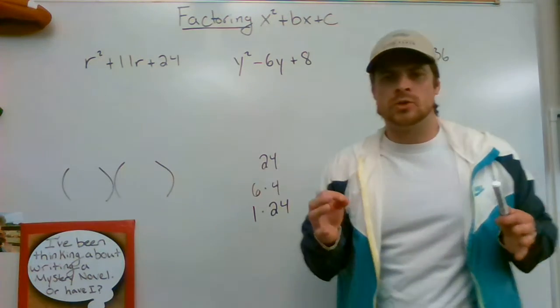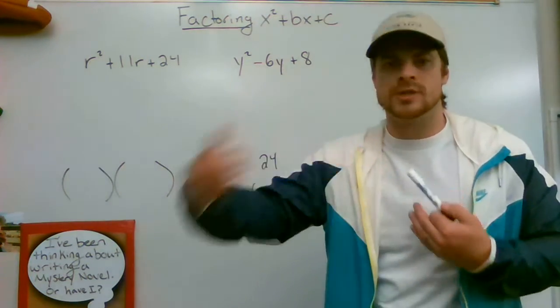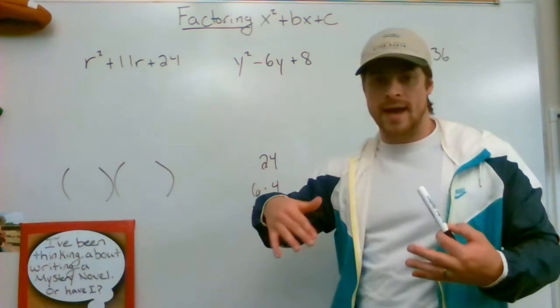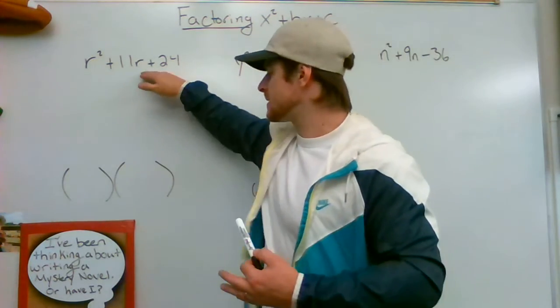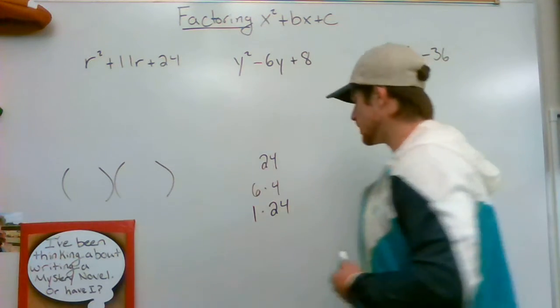So basically, you just learned the FOIL method or the distributive property or using a table to multiply binomials together. Now we're going to undo that. All right, so we're taking this and turning it into that. All right, let's get started on how we do this.